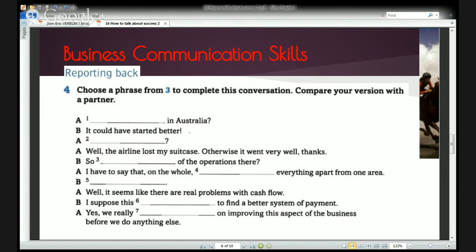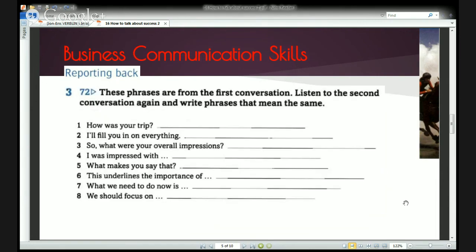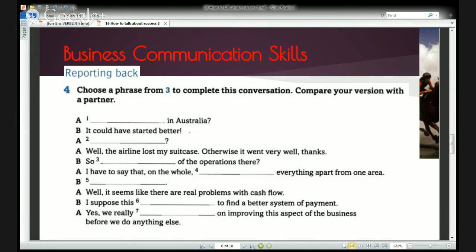And look, we can go back to the previous slide. Look at number 6. This underlines the importance of. What was another way to say that? This underlines the importance. Another way to say underlines the importance. Do you remember? We need to concentrate. No. It's a synonym, but the one that we heard was this highlights the need. Yes. I suppose this highlights the need to find a better system.